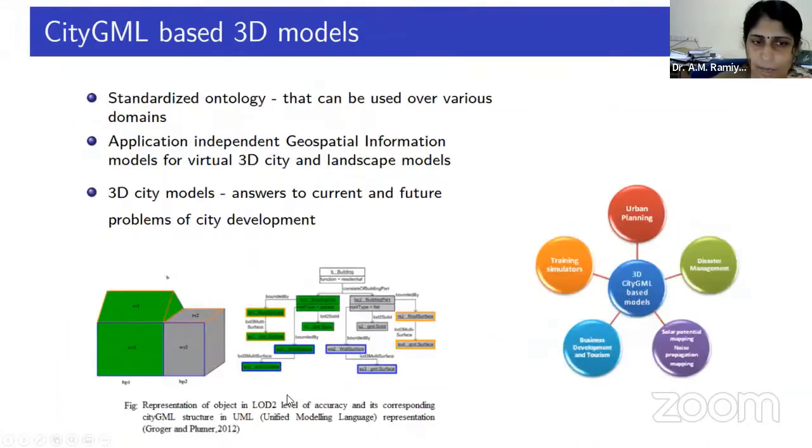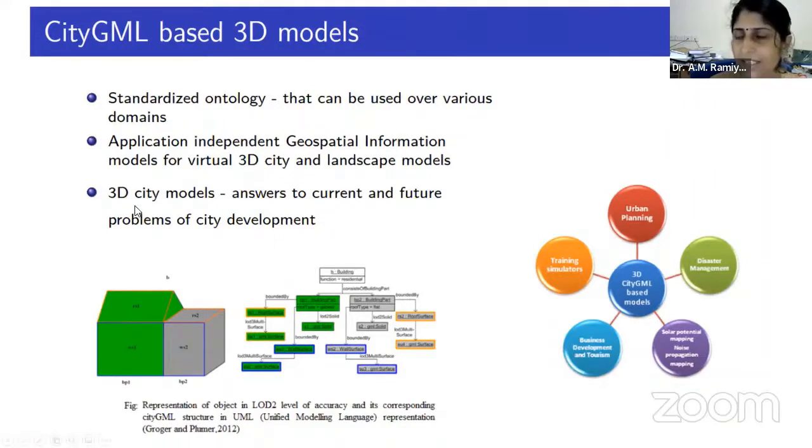The main thing about the city model is that it can integrate the semantic and thematic information along with the geometric information. For example, here I can say this is a building, this is the roof of the building, this is the wall of the building, and this building is meant for residential use. So it's not just a pure 3D model, rather it has some semantic information to it. That is the beauty of having a CityGML model.